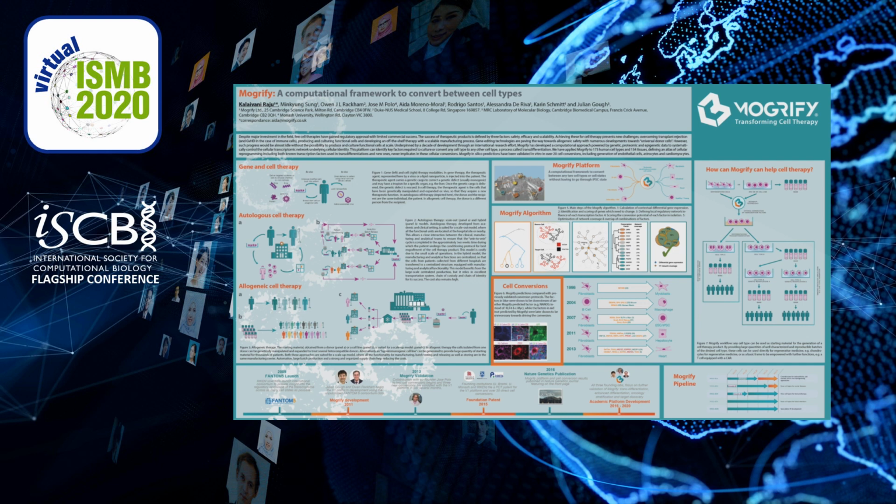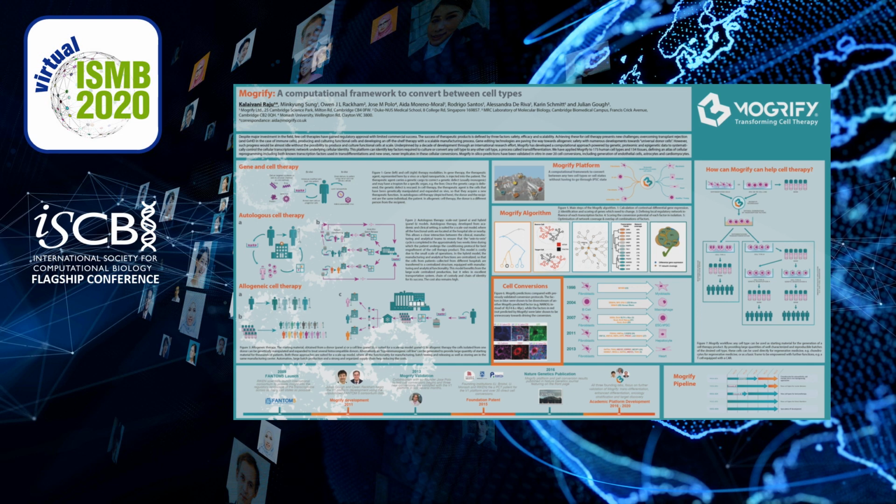Underpinned by a decade of development through an international research effort, Mogrify is a computational approach powered by genetic, proteomic, and epigenetic data to systematically control the cellular transcriptomic network underlying cellular identity. This platform can identify key factors required to culture or convert any cell type to any other cell type. We have applied Mogrify to 173 human cell types and 134 tissues, defining an atlas of cellular reprogramming, including both known transcription factors used in transdifferentiations and new ones never implicated in cellular conversions.